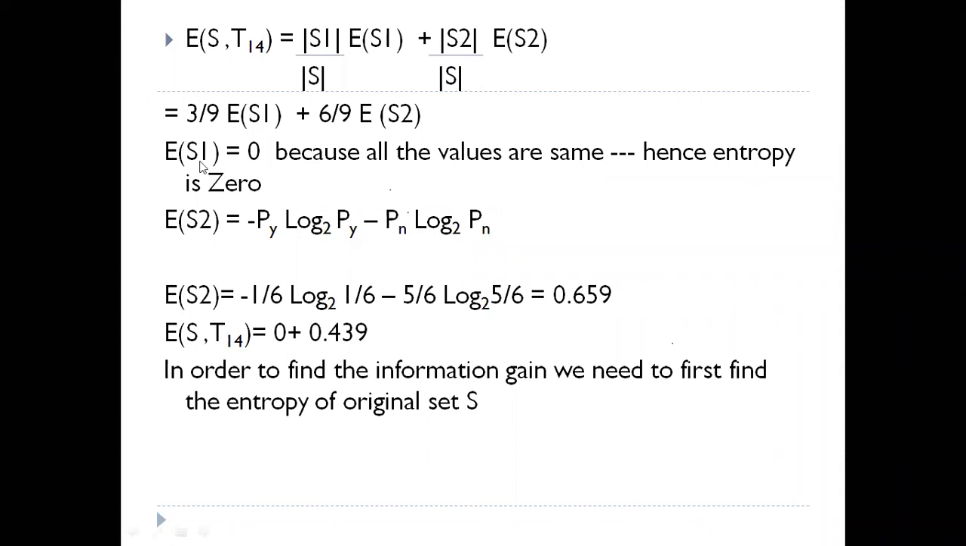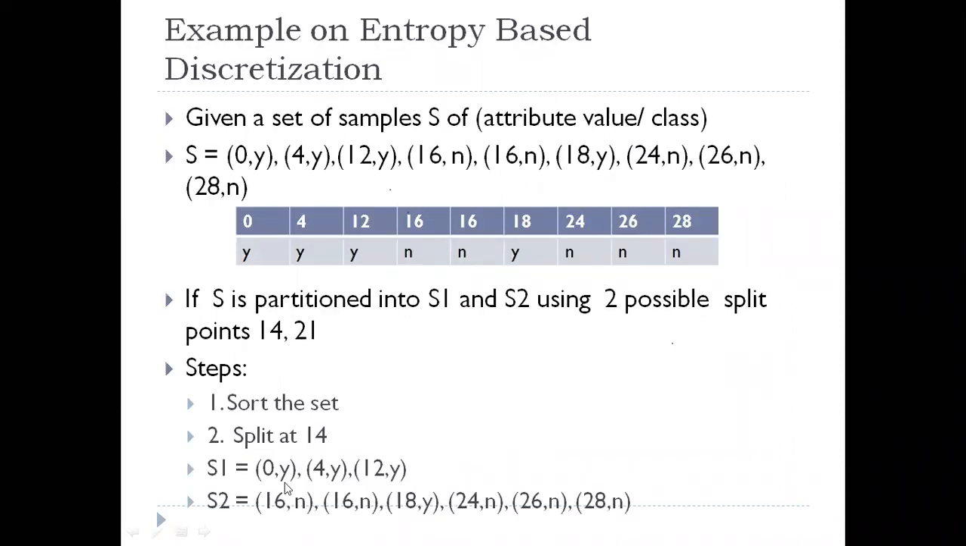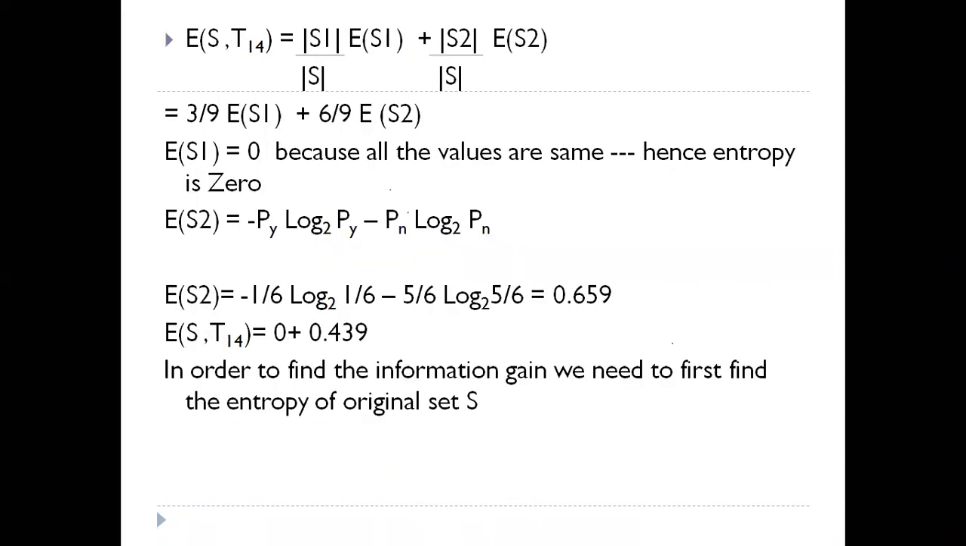Then how do I calculate the entropy of S1? This will obviously be 0. Why? Because here I have all the classes to be Y, that is Y, Y and Y. All the yes. That means I do not have any dissimilar items in the set. So all are similar because all the values are the same. Hence entropy is 0.